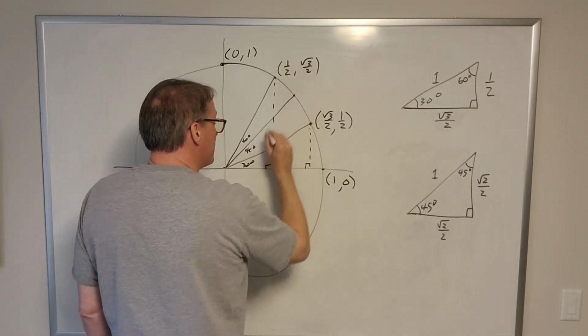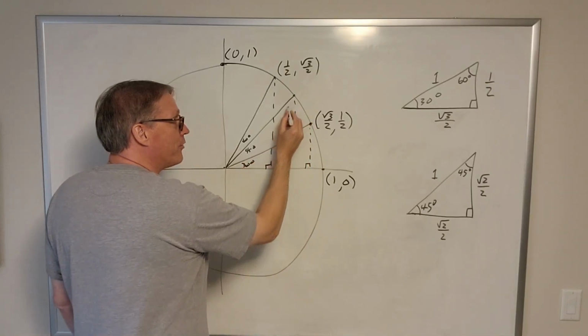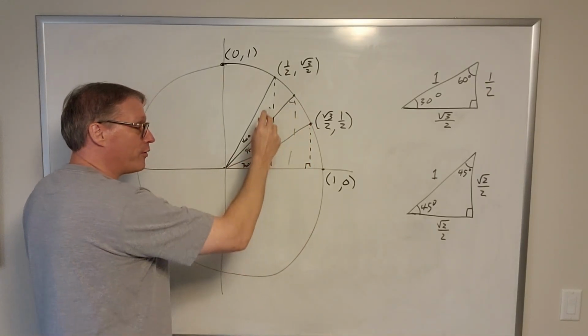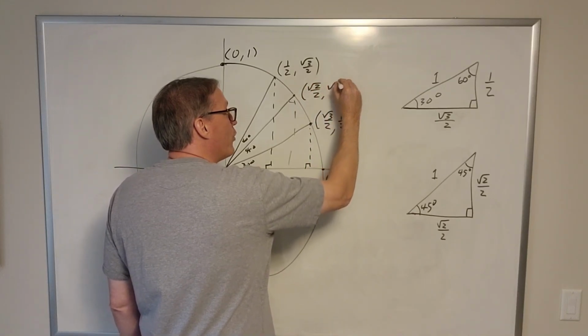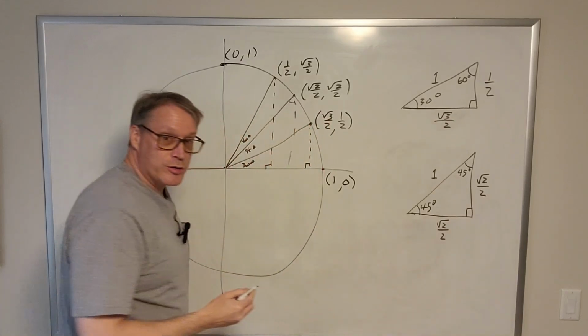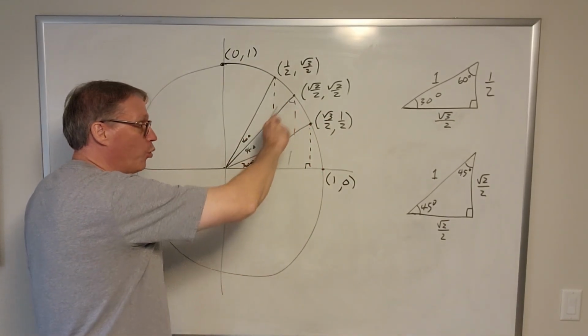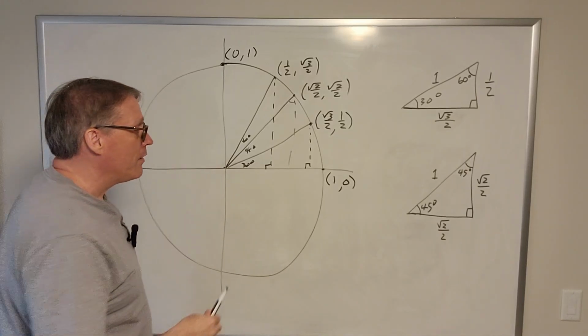This guy right here is the 45 degrees, which means if you drop a line right here, this is also 45 degrees right here. So this is the 45, 45, 90 triangle. So this is square root of 2 over 2, over square root of 2 over 2. The x direction, just like this, is square root of 2 over 2 long. Since the radius is 1, this is 1. This is square root of 2 over 2 as well.